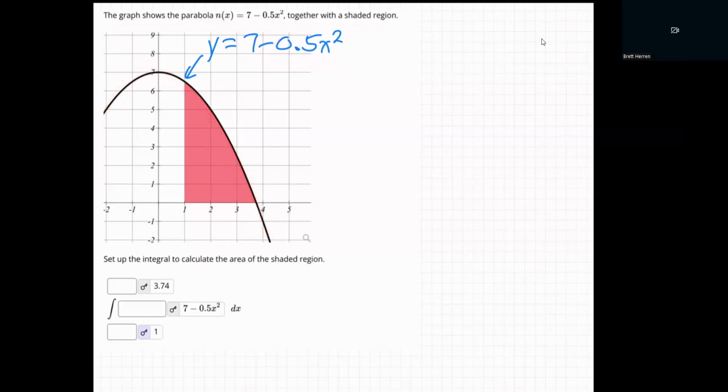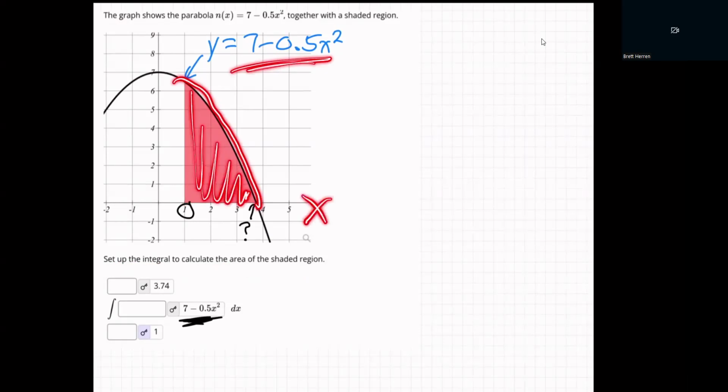Okay, and it wants us to set up the integral to calculate the area of the shaded region. So this area right here, the shaded region, what's the integral? Well, the integral is going to go from 1 to, we don't know, what is that point right there, of the function 7 minus 0.5x squared, right? Because that's how you find the area. It's the integral from the left edge to the right edge of the function. It'll give you what's underneath the function all the way down to the x-axis there.